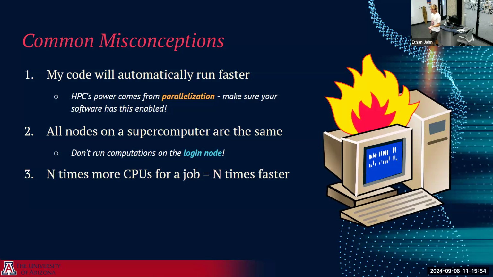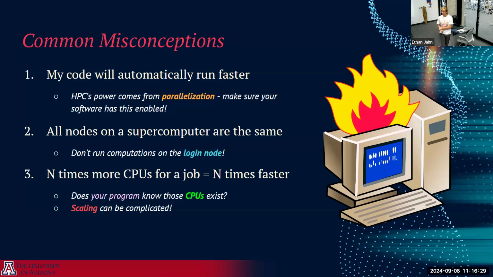Another common misconception is that if I'm running my Python script with 4 CPUs and then I run it with 16 CPUs, I should cut the time to a quarter, right? This is what we call scaling, and scaling oftentimes is not exactly linear. It might not cut your time to completion in exactly the way that you would expect. So scaling can be complicated. This is something we'll talk about later on in the course, but just to put it out here, this is a common misconception.